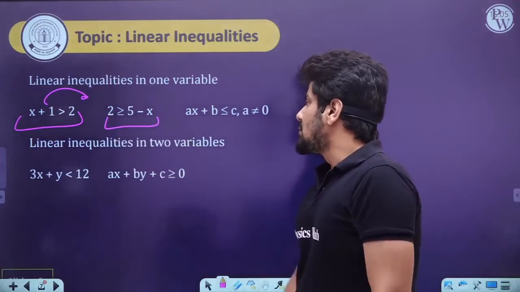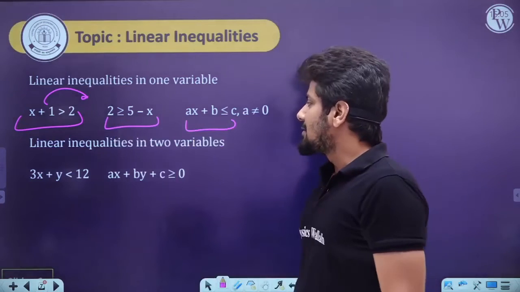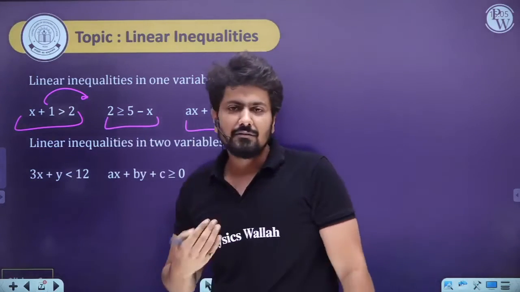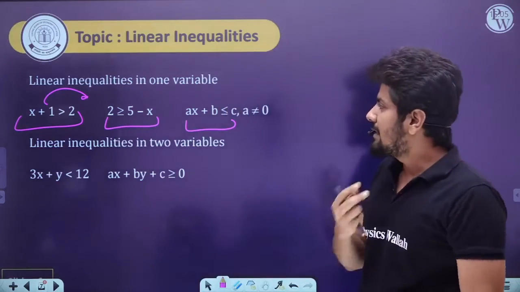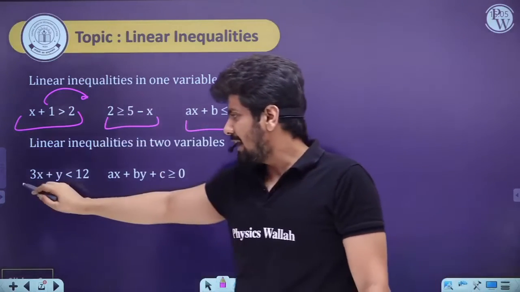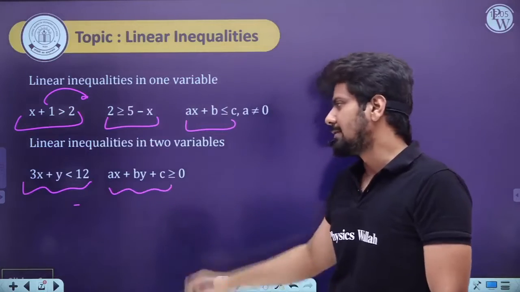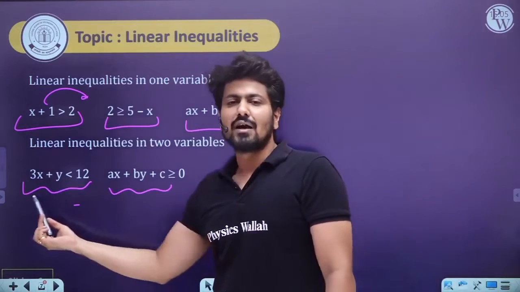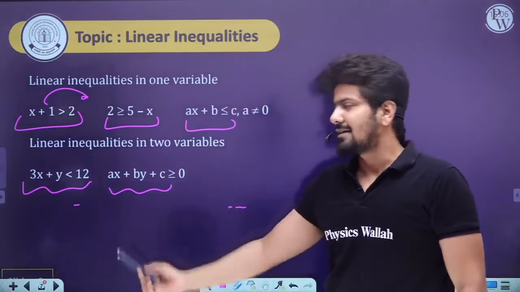2 greater than or equal to 5 minus x, ax plus b less than or equal to c. So we can solve these linear inequalities very easily. So this is linear inequality in one variable. And here we have linear inequality in two variables. Here the variables are x and y.